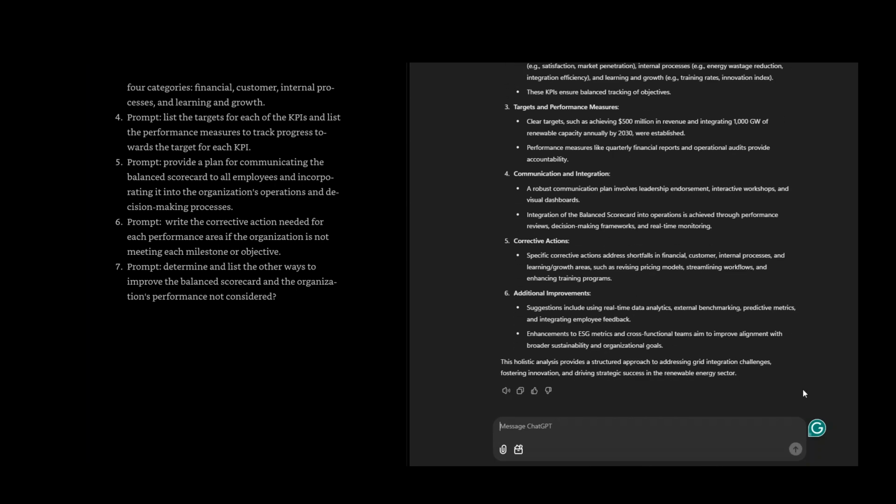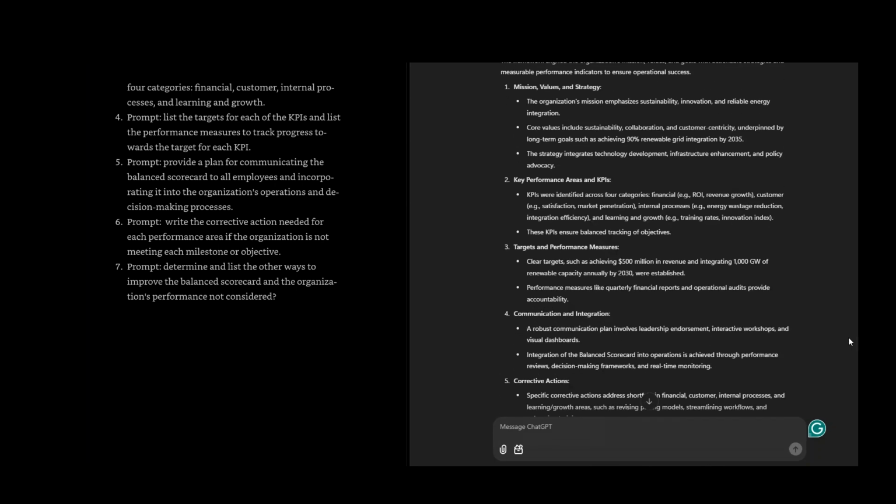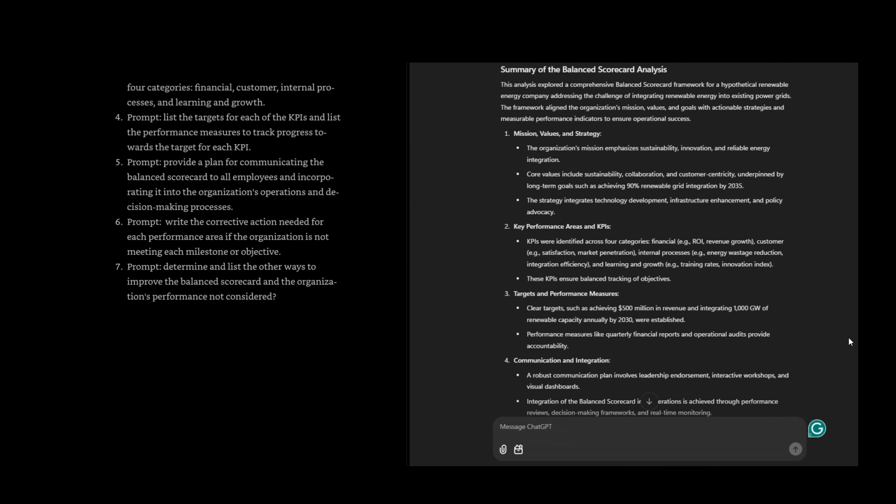Here are the results of the analysis. Summary of the Balanced Scorecard analysis. This analysis explored a comprehensive Balanced Scorecard framework for a hypothetical renewable energy company, addressing the challenge of integrating renewable energy into existing power grids. The framework aligned the organization's mission, values, and goals with actionable strategies and measurable performance indicators to ensure operational success.